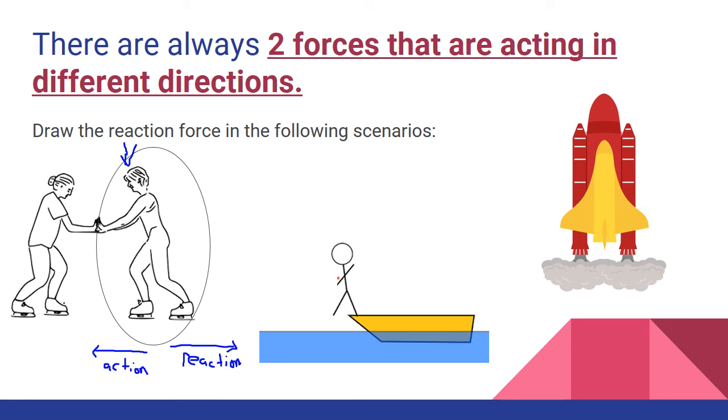In the second situation, we have a guy about to jump off a boat, and so the action here is that he will jump forward. When he does that, the boat's pushing against him and he's pushing against the boat, so the boat will move backwards, and that will be the reaction.